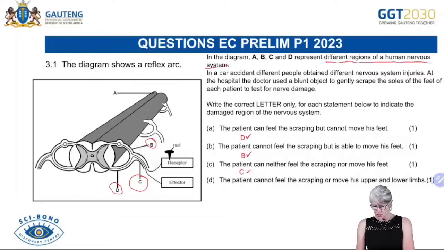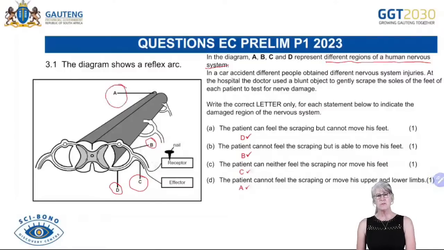And then the patient cannot feel the scraping. He can't move his upper limbs, he can't move his lower limbs, he can't move anything. Okay, so that would mean that there would be damage here in the central nervous system, because there's no information going anywhere. So even higher up, it's not even just his leg, it's his upper limbs as well. So there's damage to the spinal cord. So therefore, it would be A.